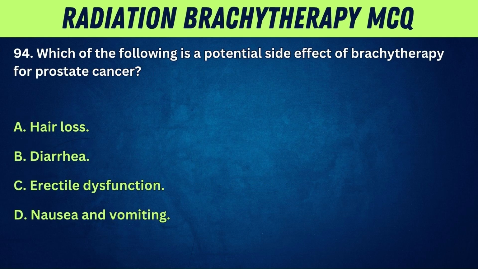94. Which of the following is a potential side effect of brachytherapy for prostate cancer? A. Hair loss. B. Diarrhea. C. Erectile dysfunction. D. Nausea and vomiting.